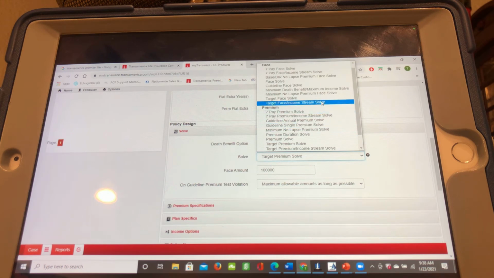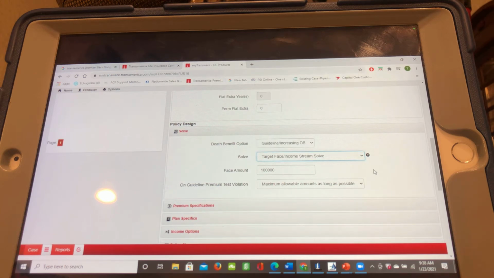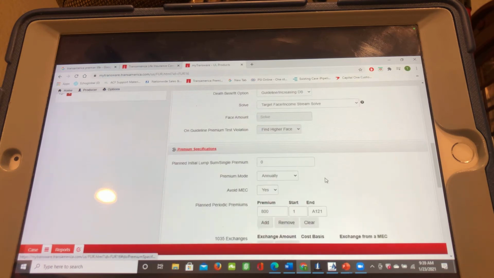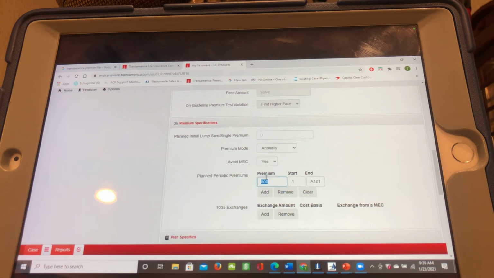Now, if you want income to show later on, you can, or you can just solve for the face. Let's just say we're going to get this little guy some income later on in life. Okay? We'll click the same thing. So guideline increasing, death benefit, target face, income stream solve. We're going to do premium specifications. And all we're going to do is this. Let's just do $200 a month. All right, and we'll do that until the age of, let's just say, 40.